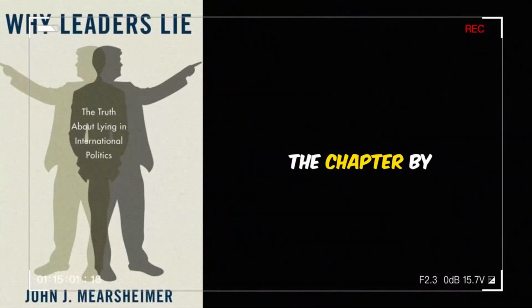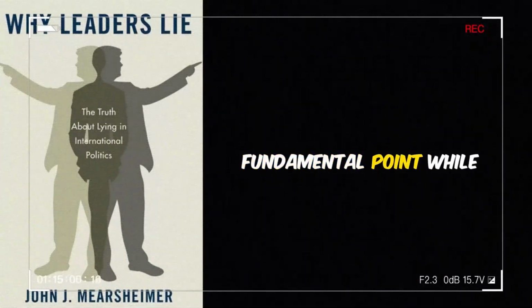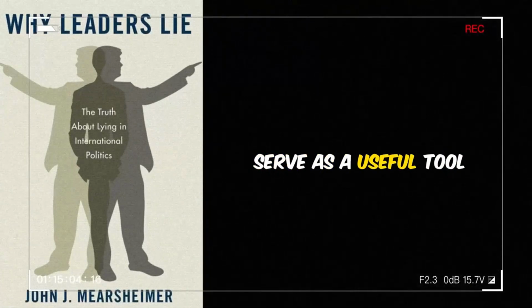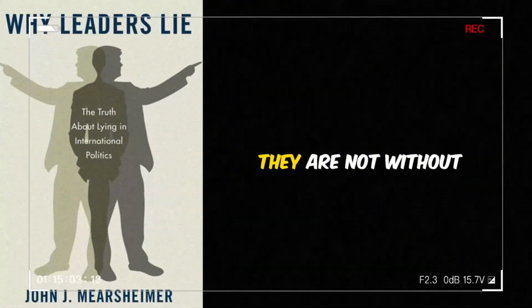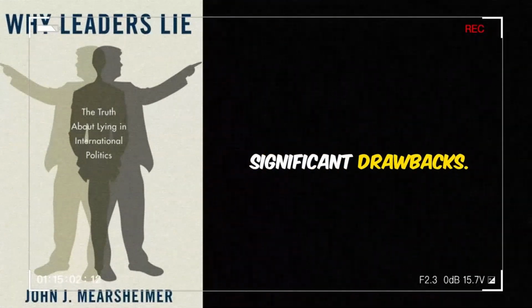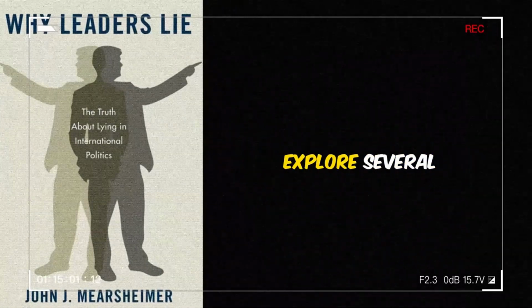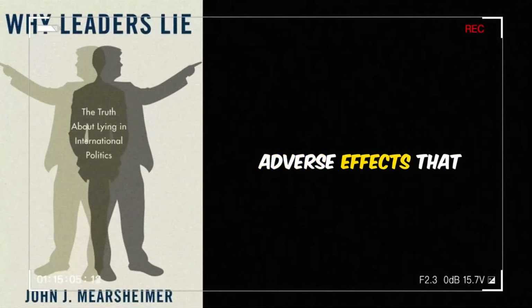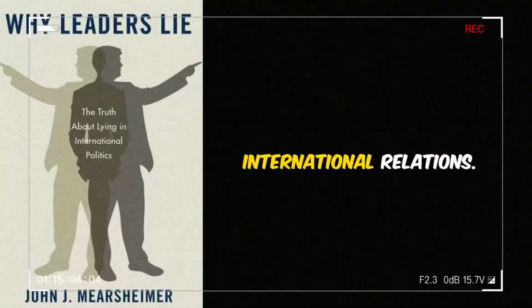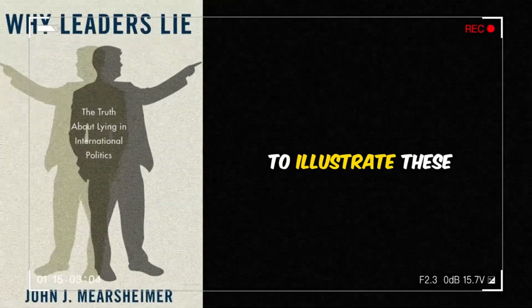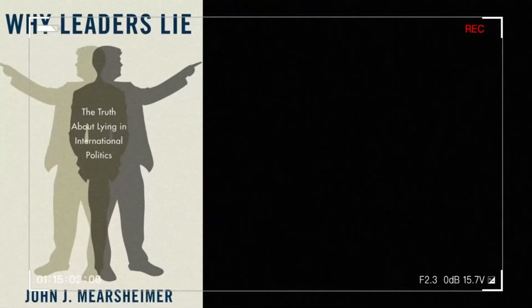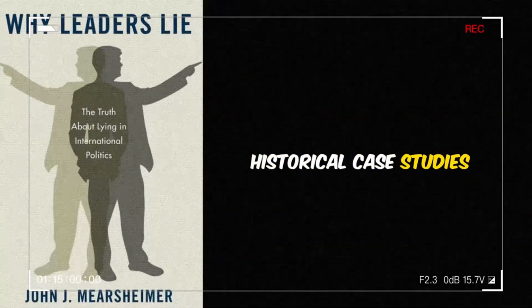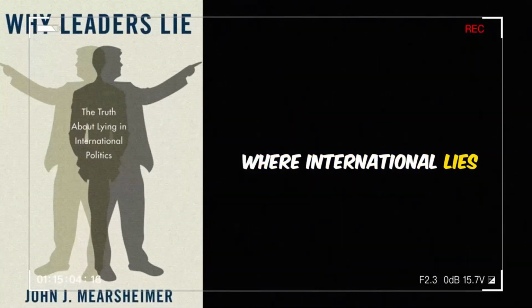Mearsheimer commences the chapter by underscoring a fundamental point. While international lies may serve as a useful tool in certain circumstances, they are not without significant drawbacks. The chapter proceeds to explore several potential downsides, shedding light on the adverse effects that deception can have on international relations.